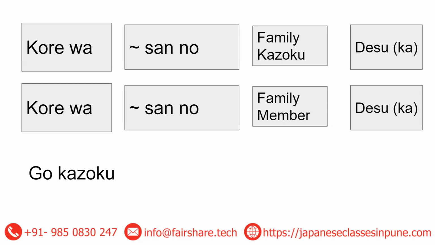But here, what happens is, कोरेवा, ये अमित सान नो, अमित की फैमिली है क्या? गोकाजोकु desu ka? Okay, so Amit san को ही पूछ रहा है क्या ये आपकी फैमिली है? Basically, the sentence means the same, but it's just we have to use his name with san, okay, the suffix, and no desu ka. Got it? I hope you did.